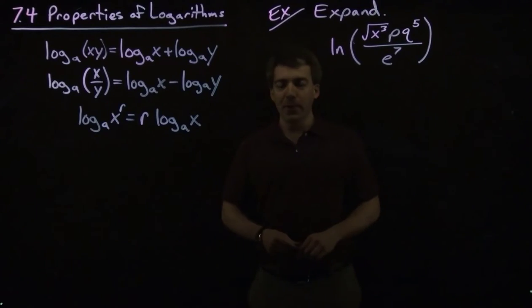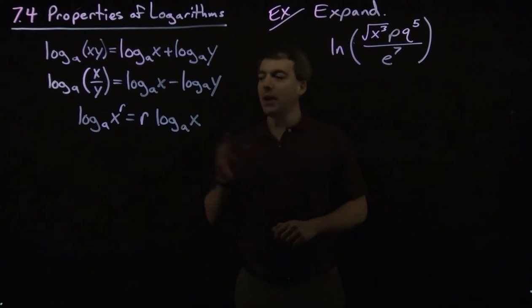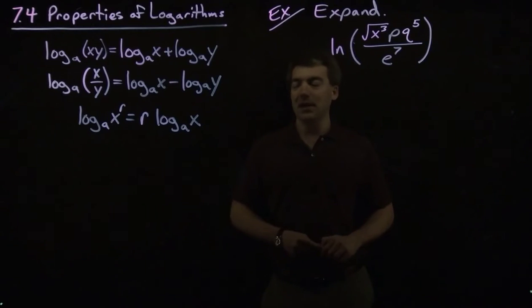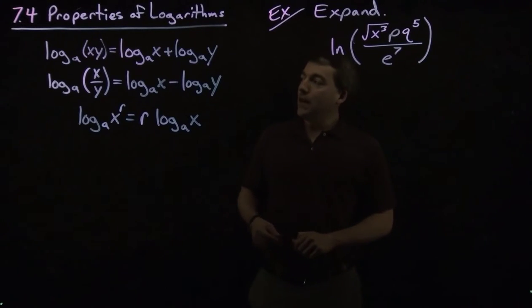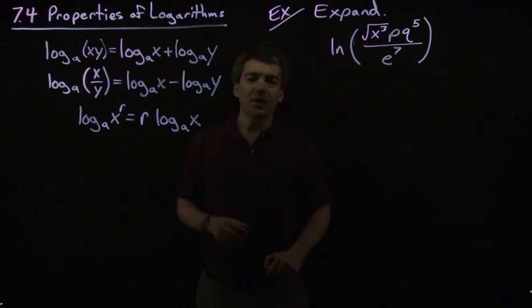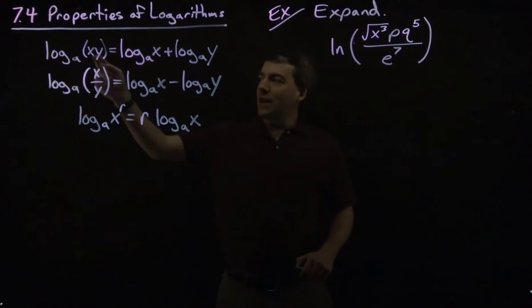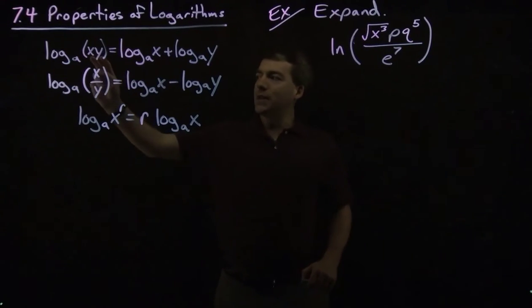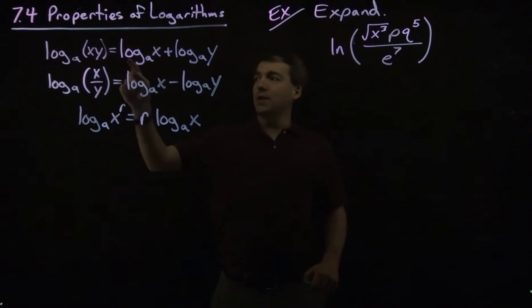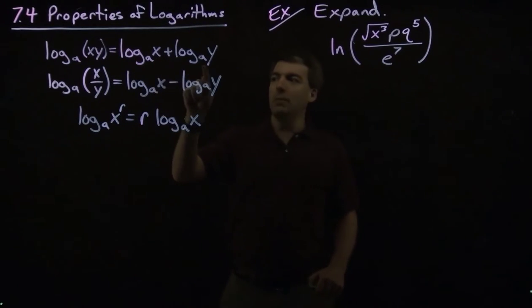Let's look at some other properties of logarithms. We have 3 here. We'll go through each one and then we'll do an example using them. First one, call this the product property, log base a of x times y. So here we have x times y in the argument of the logarithm. We can write that as log base a of x plus log base a of y.